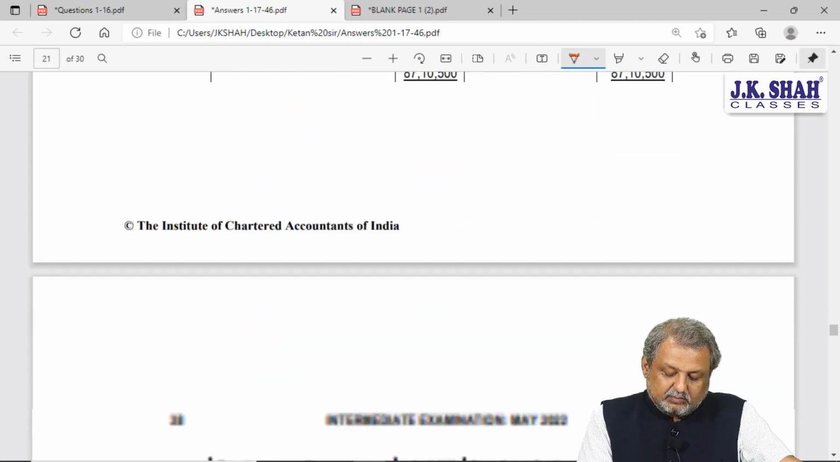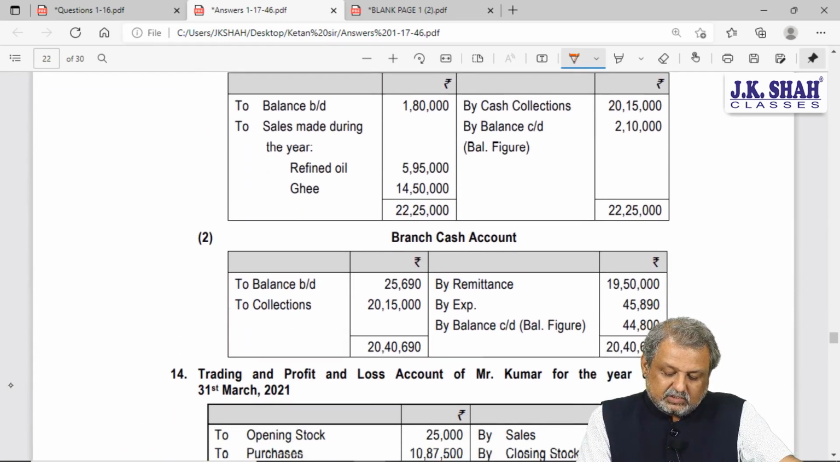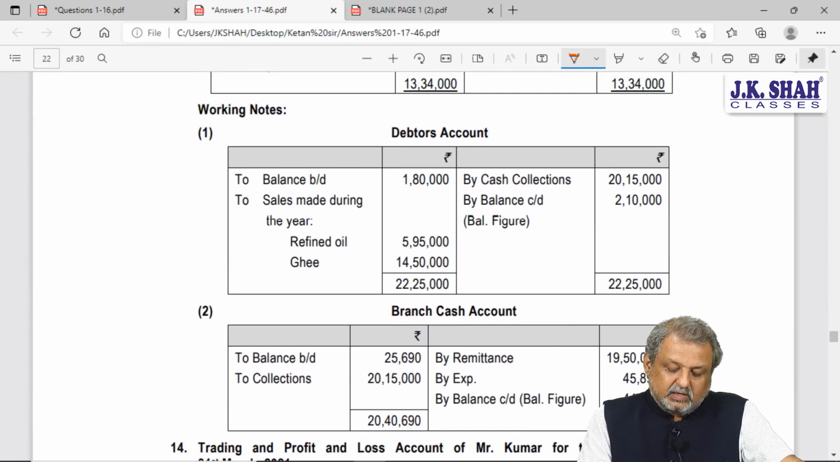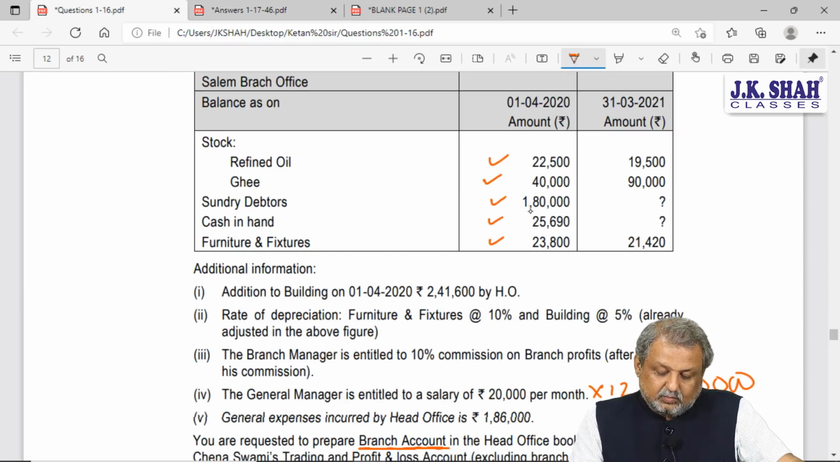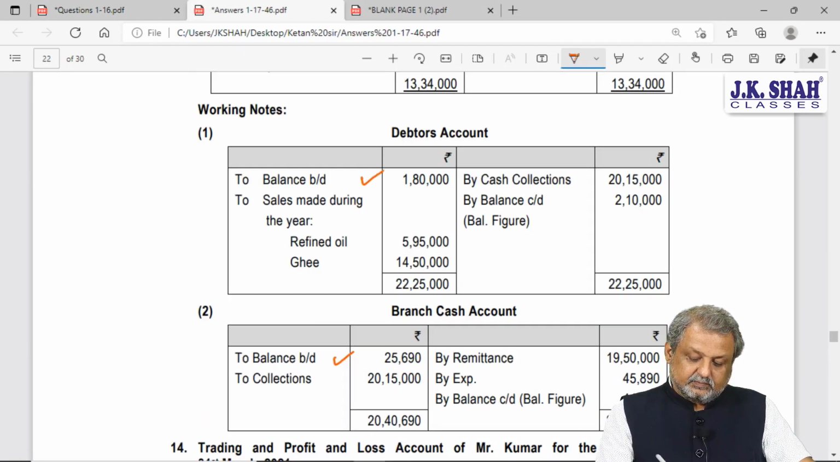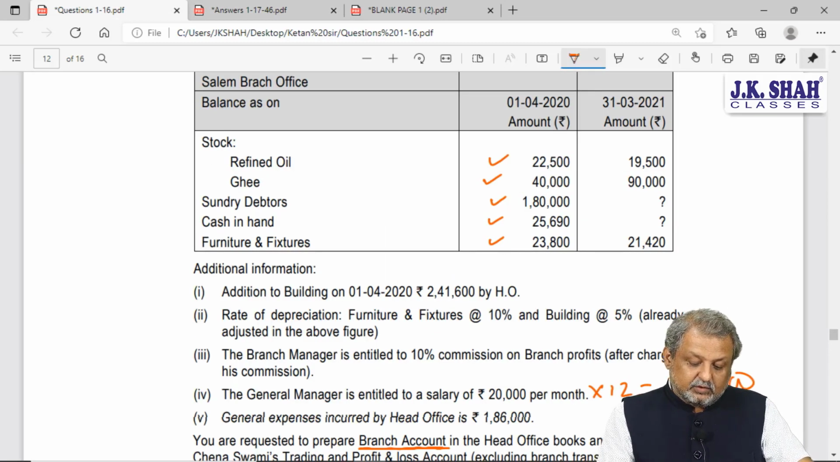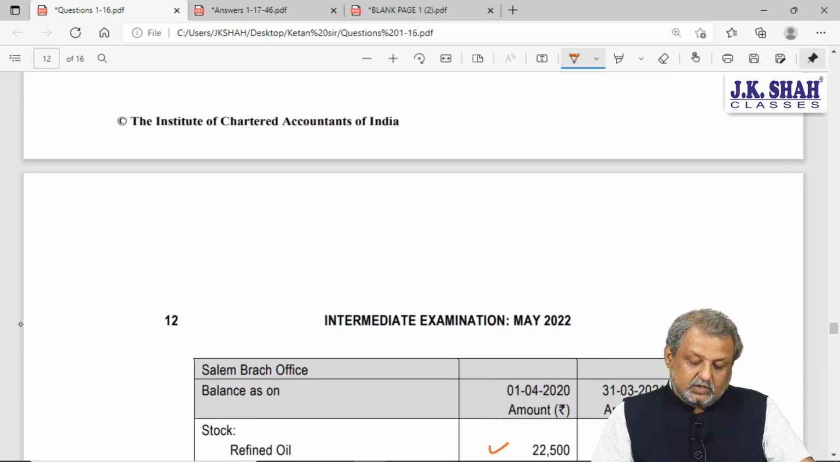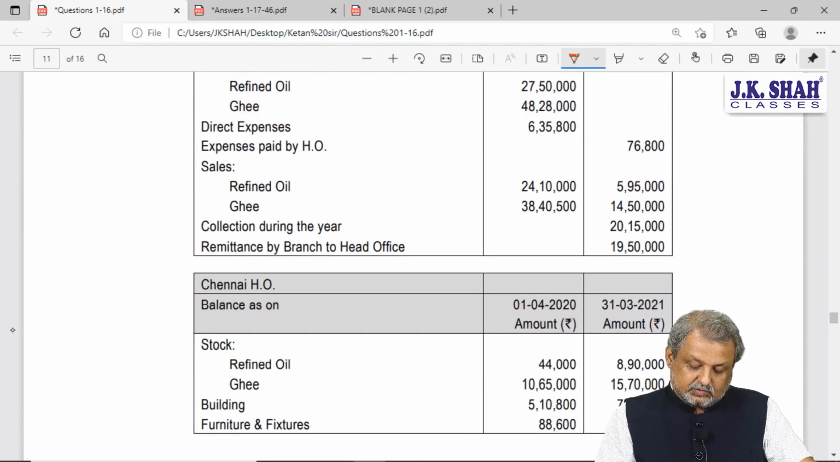That means you are preparing either cash account or debtors account. See, branch debtors, opening balance is given, opening cash is given, opening debtor, opening cash. Then these are working notes. Now going through the transactions. Let us go through the transactions.